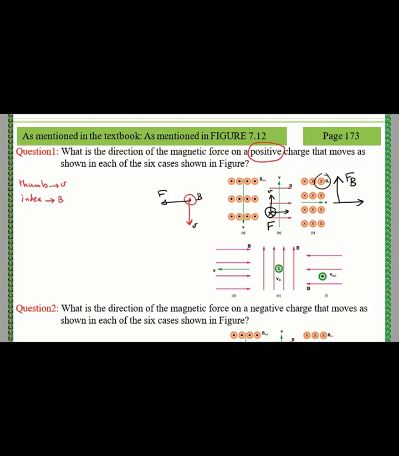D. The velocity is parallel to the magnetic field, so no force. E. The velocity is inside, so your thumb is inside the screen. Extend the index to the top of the page, so the normal to your hand is to the right. So this is FB.